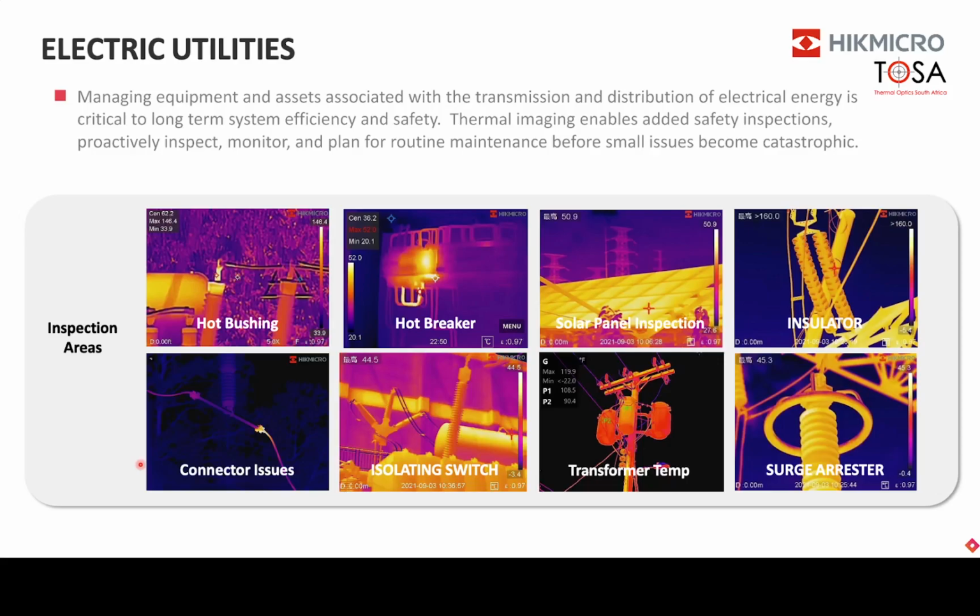Electric utilities, hot pushing, that's simply where on an isolator there's a poor connection on an isolator and it starts heating up. Hot breakers, you know the story about hot breakers in a distribution panel. There you see the third image from the left. You see the solar panel inspection, insulators, at the bottom left, connector issues, isolator switches, transformer temperatures. Obviously, if a transformer starts heating up, you can pick up that there's a problem. Surge arresters, if there's part of the connectors heating up.